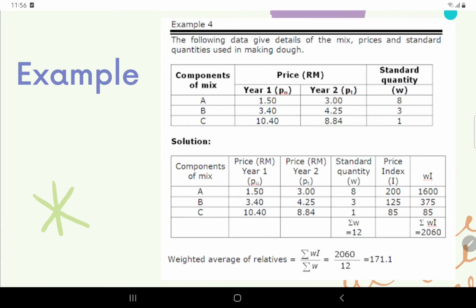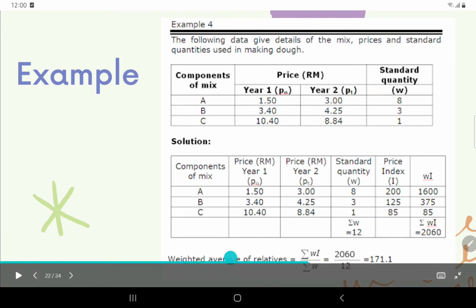Okay, for example, so the following data give us the detail of the mixed prices and standard quantities. Okay, so ini mix A, B, C, ini item dia. So this is the price for year 1 and year 2 and the quantity. Okay, quantity ni adalah weight dia lah untuk making dough.